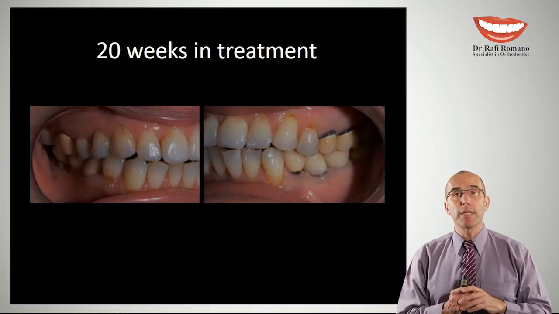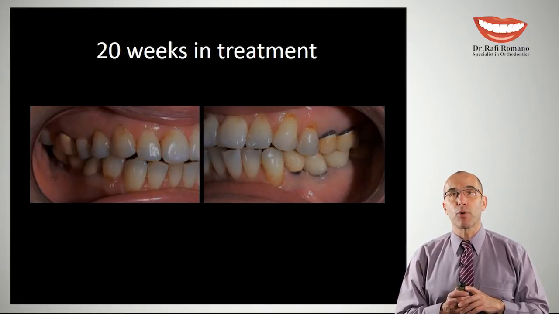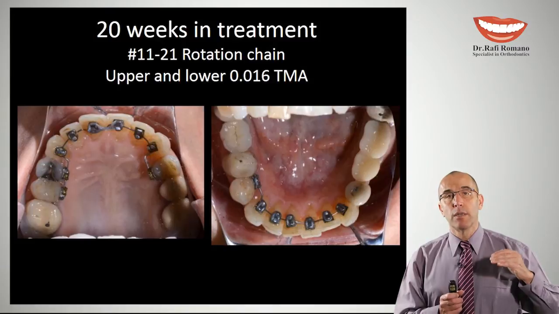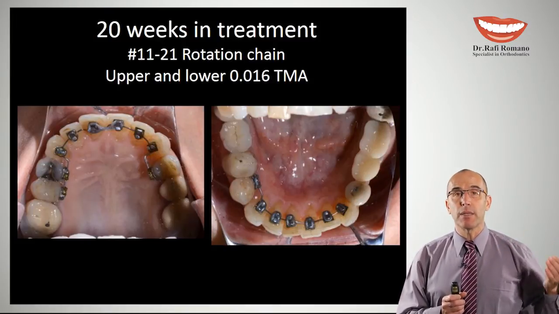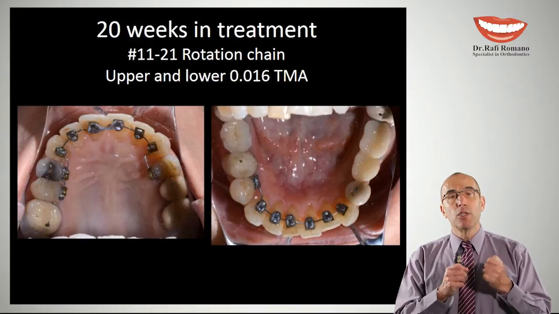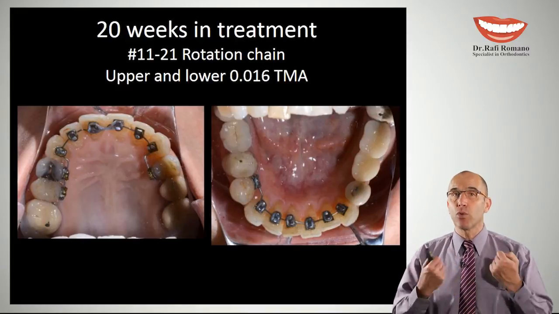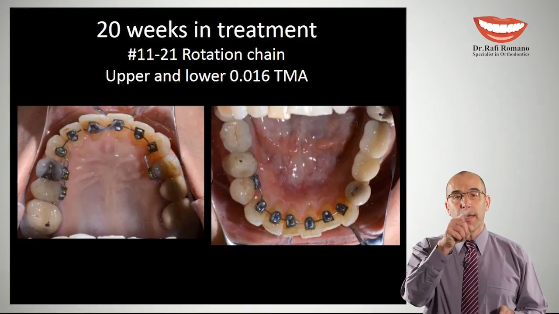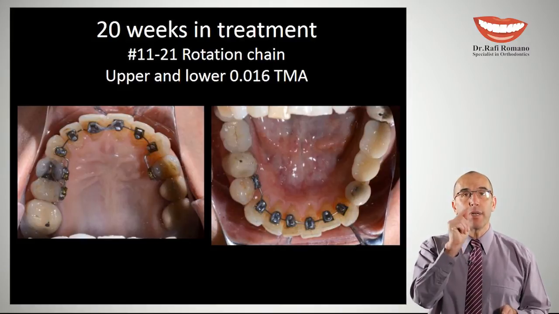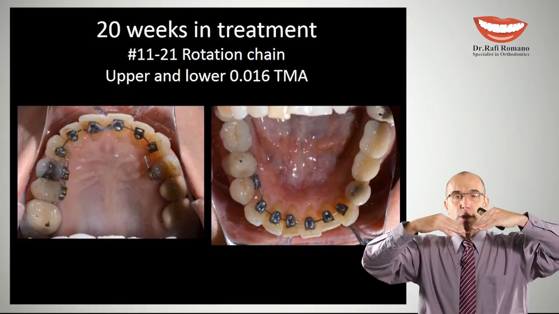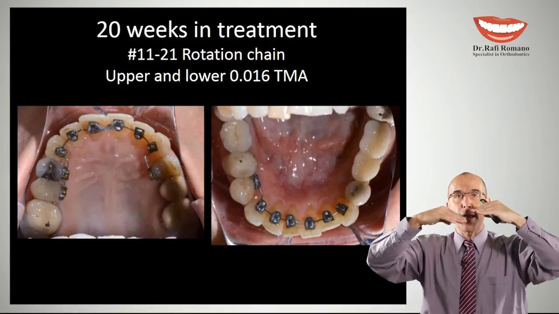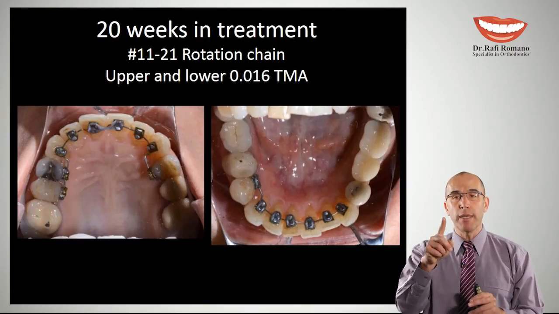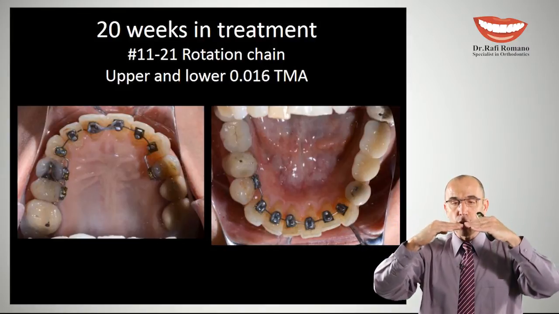Now here she is 20 weeks in treatment. Slowly alignment is progressing. I'm moving now to upper and lower TMA wire, which is TMA or CNA beta titanium, the perfect wire to create rigid forces but not too rigid, and it's very easy to do these bends. We have done here an elastic chain between teeth 11 and 21 to create a force which will rotate both of them together. Because there is a contact point between them, when you put a power chain, you actually create a force which rotates both of them.